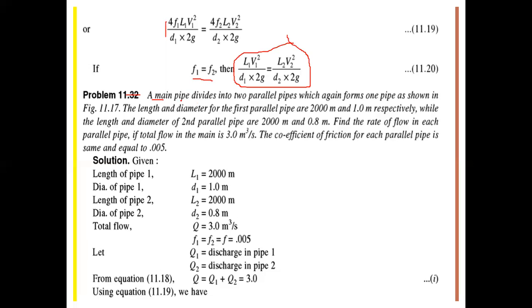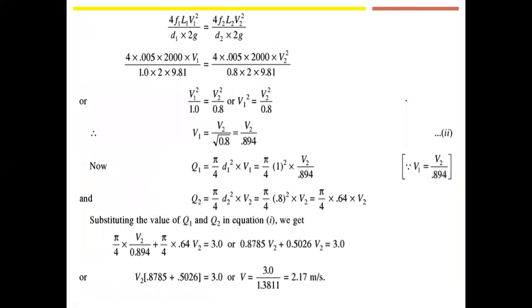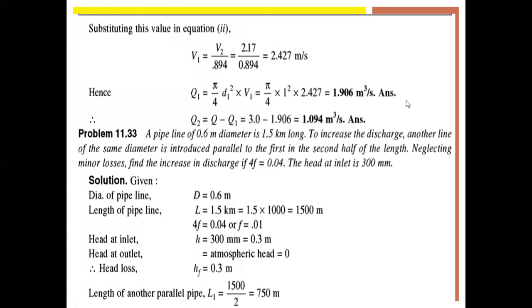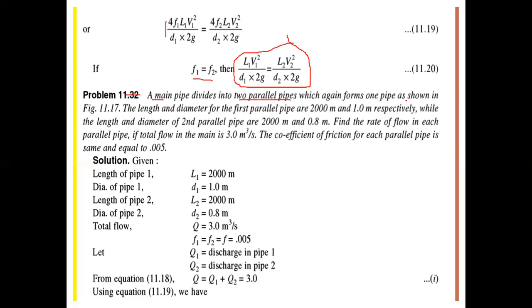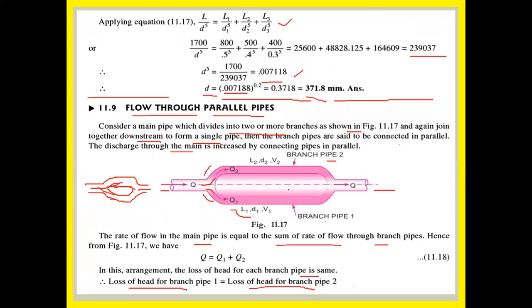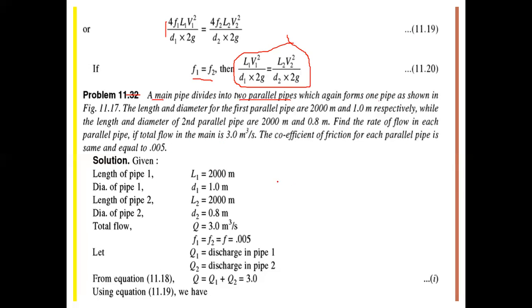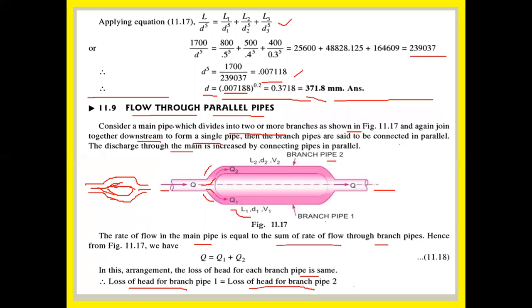A main pipe divides into 2 parallel pipes, which again forms one pipe as shown in the figure. So this is a figure. Where is the figure? Okay. So I think this may be the figure. 11.17. Yes, this is the figure.